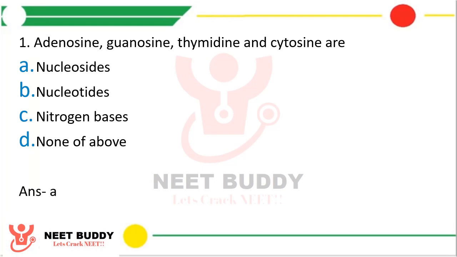What are nucleosides? When a nitrogen base combines with a sugar, it forms a nucleoside. And when phosphate combines with a nucleoside, it forms a nucleotide. So adenosine, guanosine, thymidine, cytosine are nucleosides. Adenylic acid, thymidylic acid, guanylic acid and cytidylic acid are nucleotides. Whereas adenine, guanine, cytosine and thymine are nitrogenous bases, right? So adenosine is a nucleoside, adenylic acid is a nucleotide, adenine is a nitrogenous base.